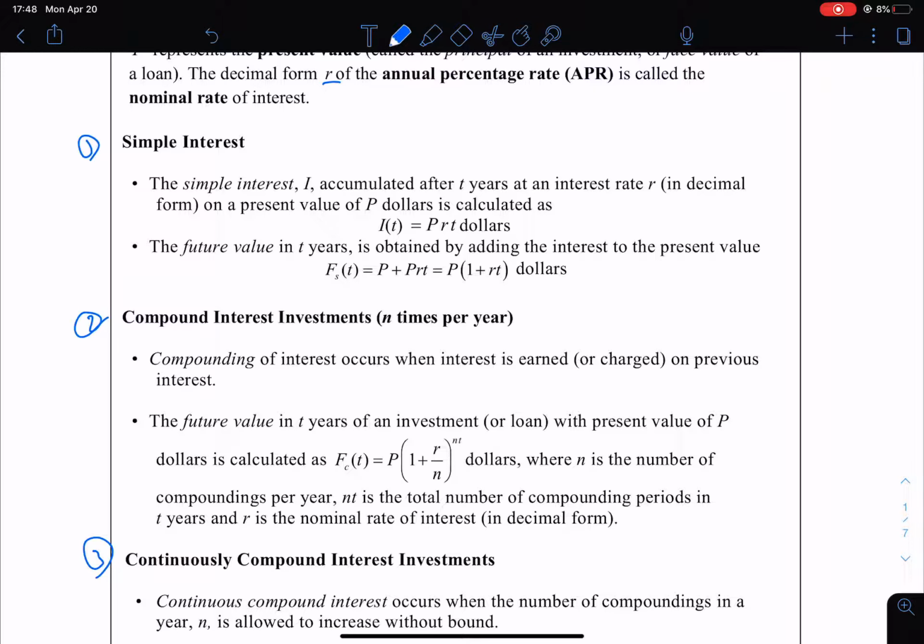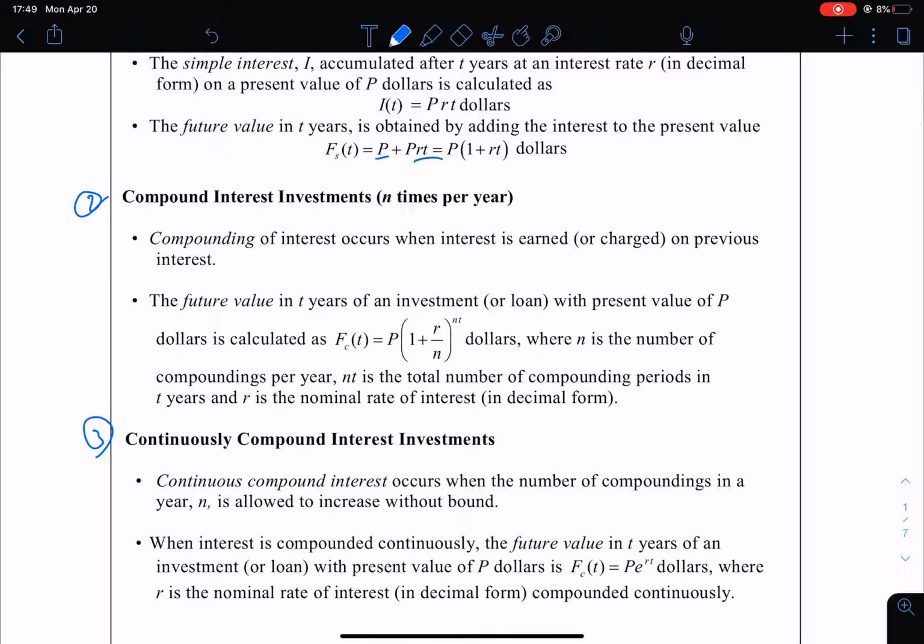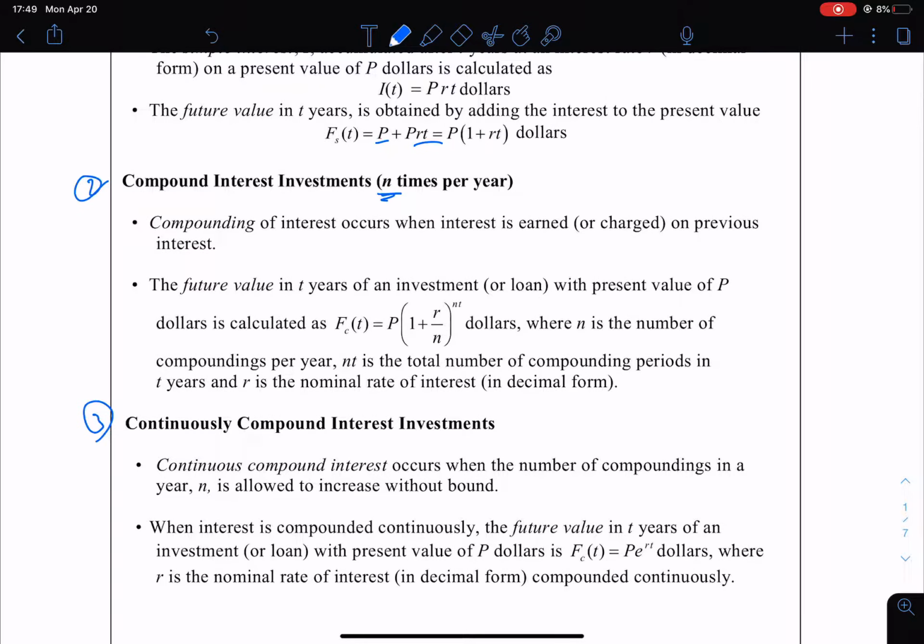The first one is simple interest. Simple interest is just the principal plus the interest. The second one is the compound interest investment, and the keyword is n times per year. Compounding of interest occurs when interest is earned on previous interest. The formula is P multiplied by (1 plus R divided by n) to the nt power. The unit is dollars.